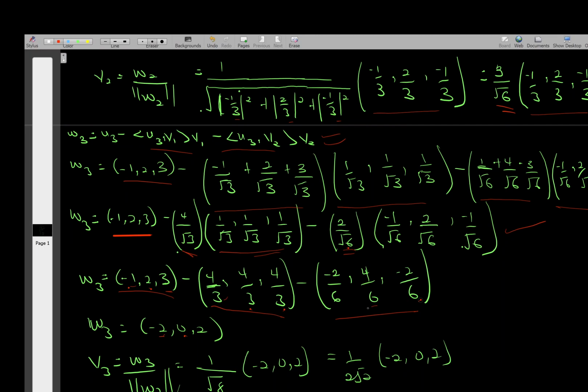Now we can find our V3. Our V3 is equal to W3 over the norm. And the norm of W3 is given by the square root of absolute of minus 2 squared plus 0 squared plus absolute of, let me write it well.